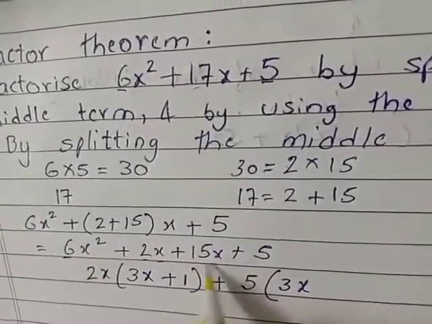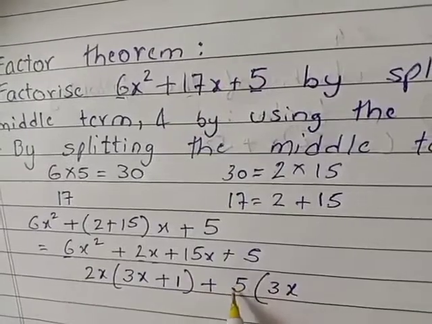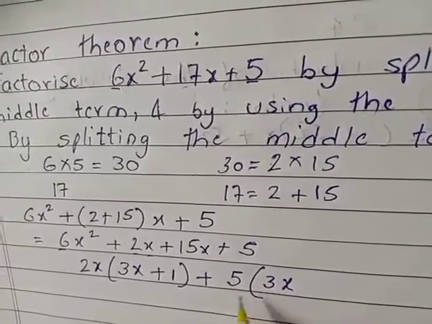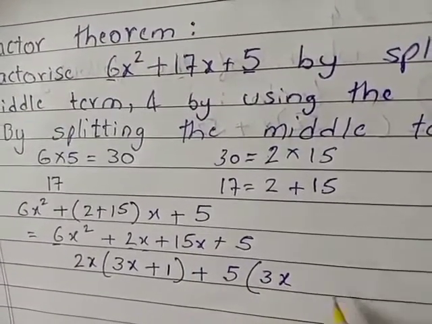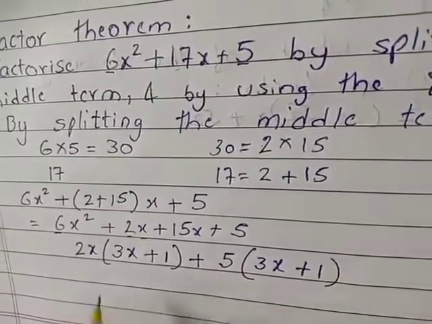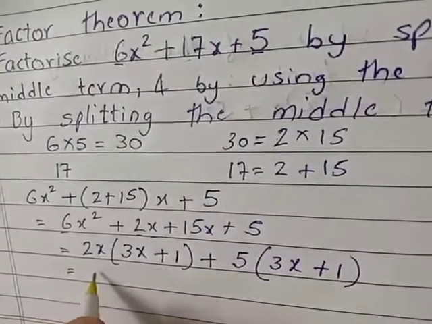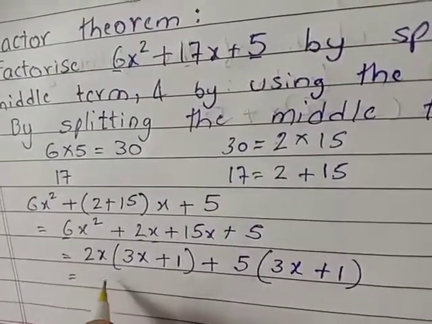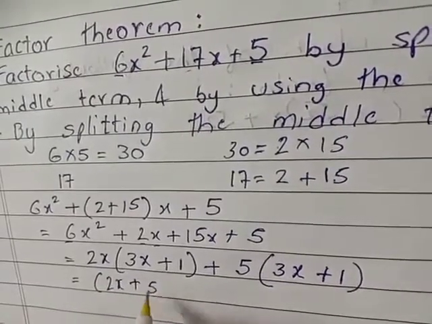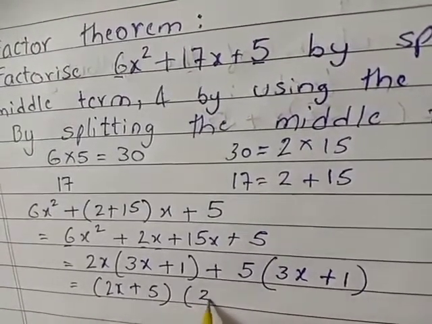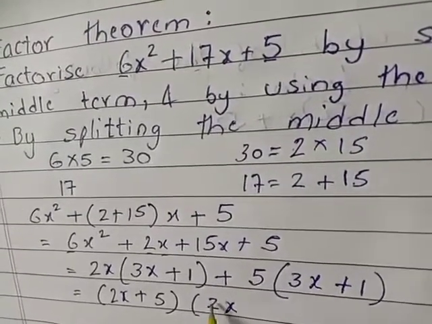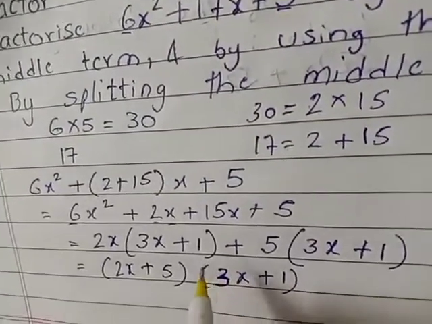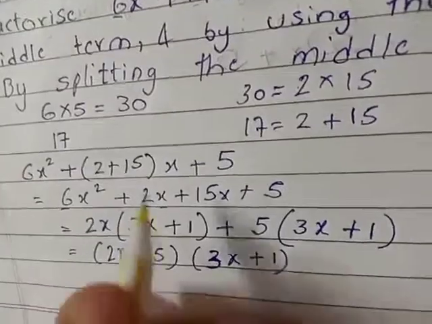now what is common in 15x plus 5? 5 is common. So remove 5 outside. 5 3s are 15. Keep x as it is. Okay. 5 3s are 15x, plus 5 1s are 5. So now what is common? 3x plus 1 is common. So remove this on one side and put 2x plus 5 in the bracket. 2x plus 5 into 3x plus 1. Okay.